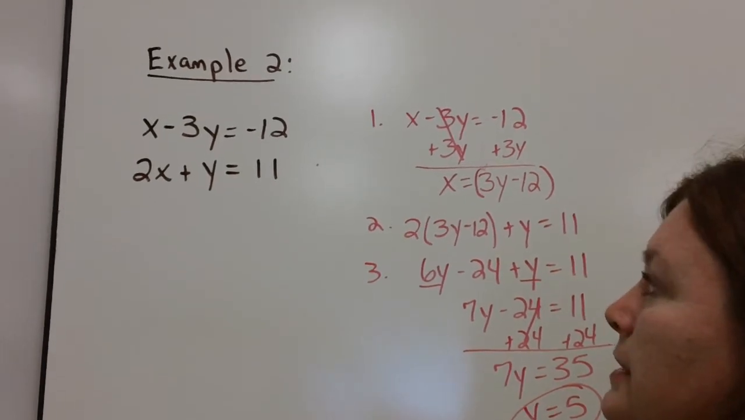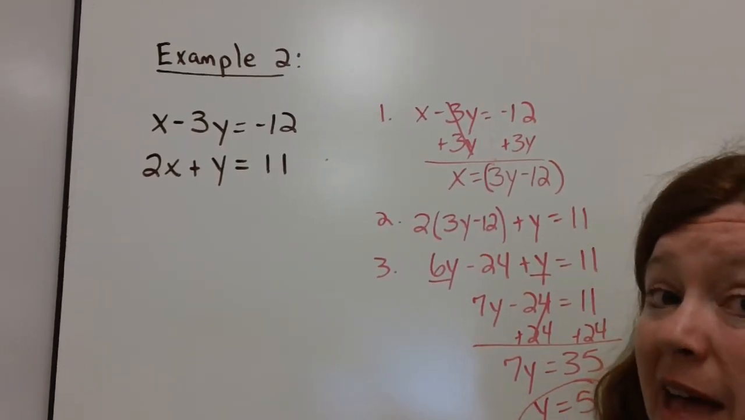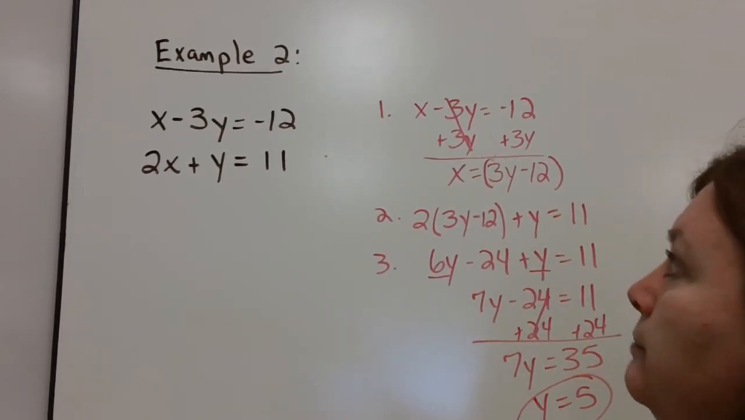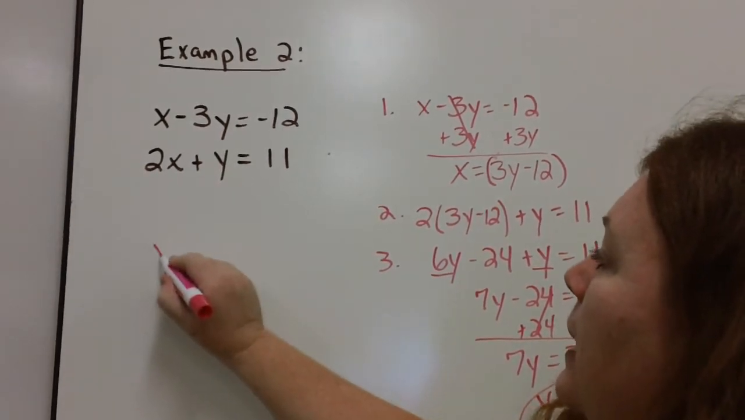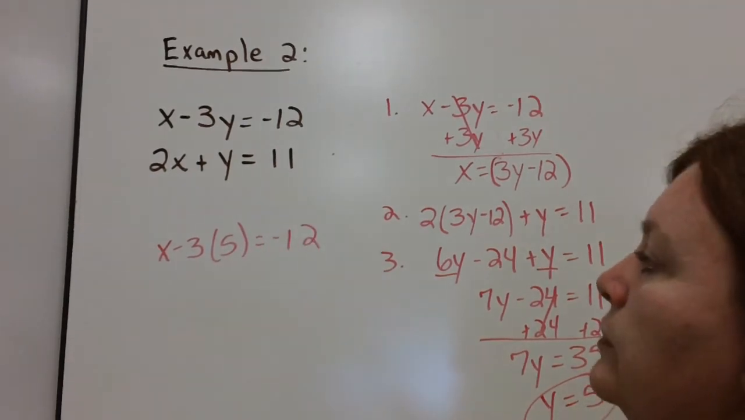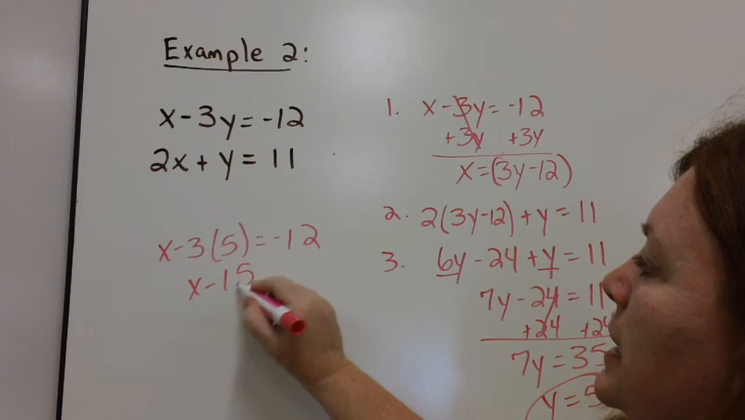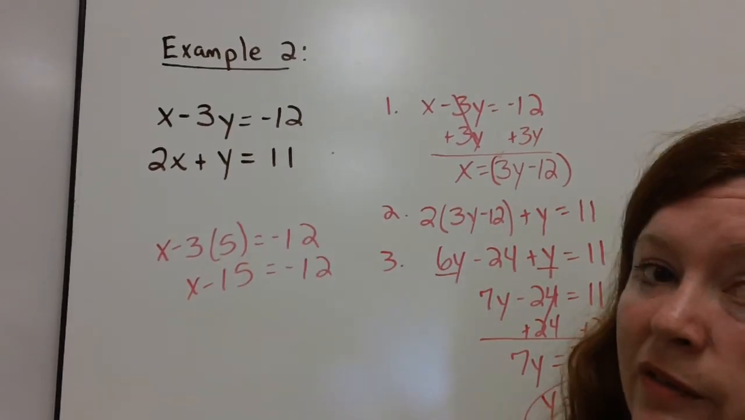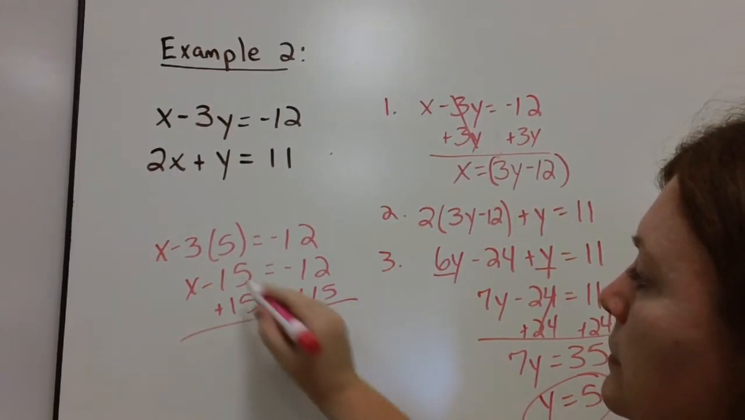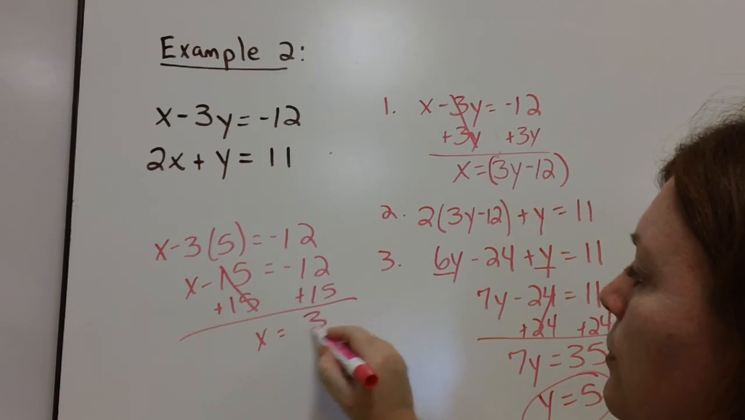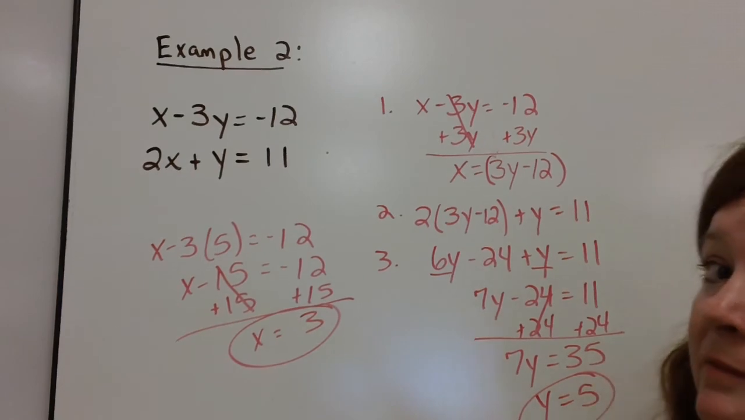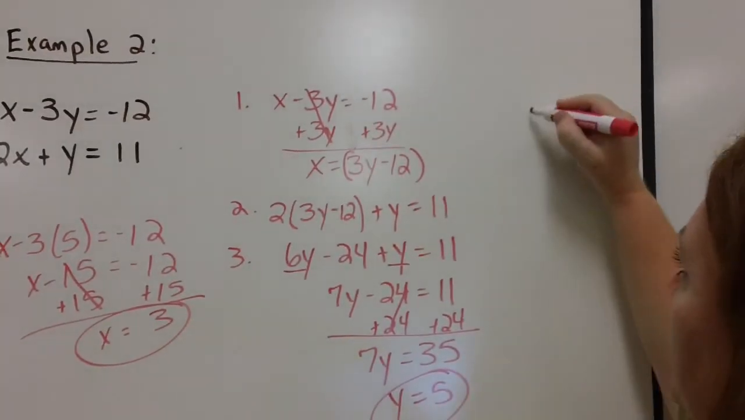All right. Step 4 says to plug that value back into both equations. So I will start with the first equation. X minus 3 times 5 equals negative 12. X minus 15 equals negative 12. Add 15 to both sides. X equals 3. I have my answer. But we should check it.